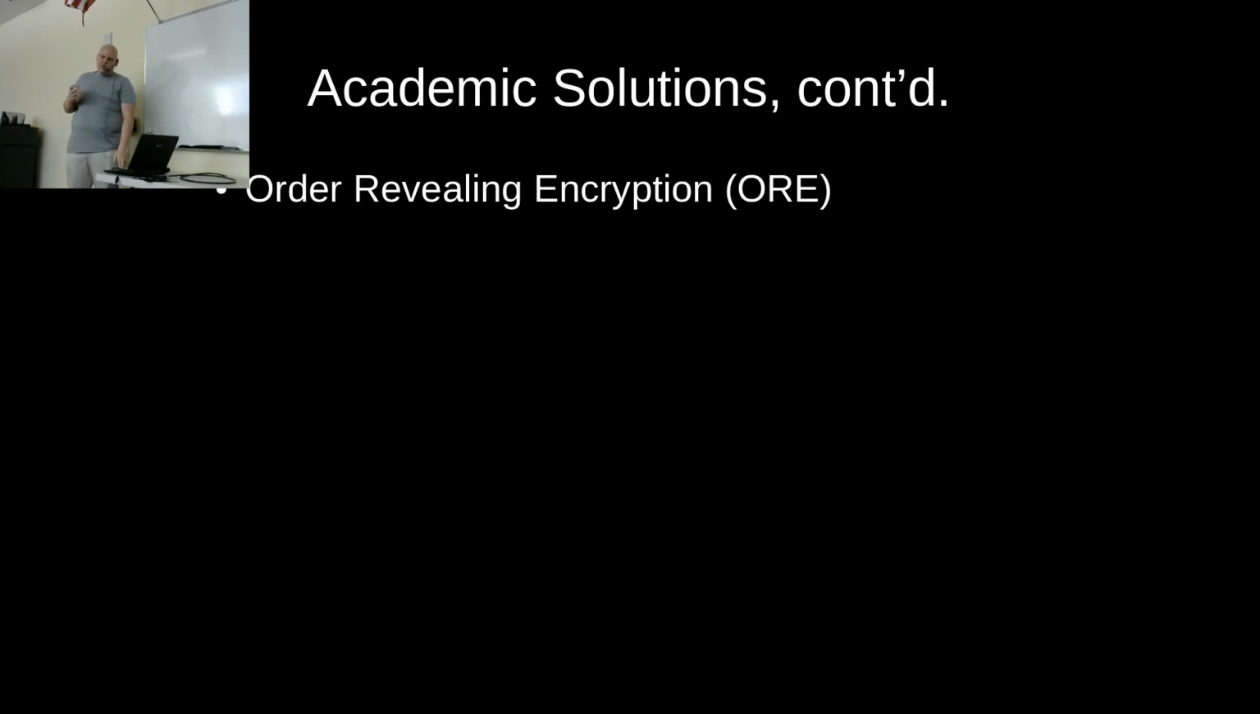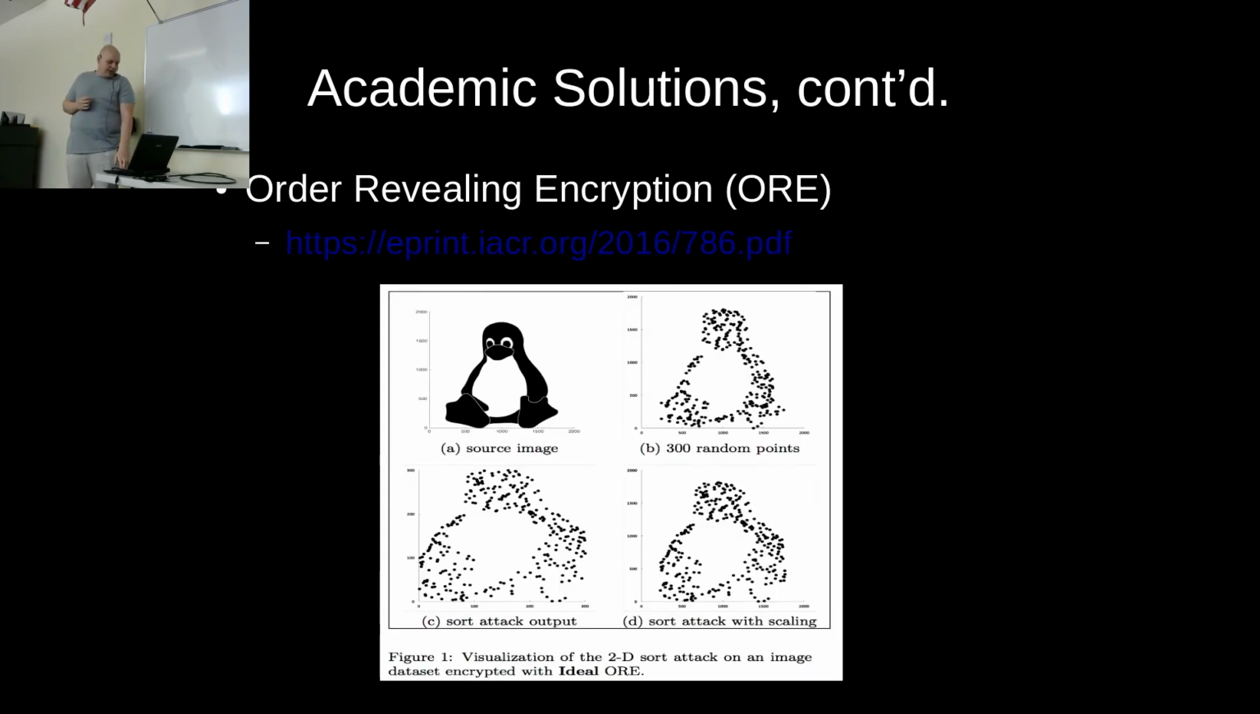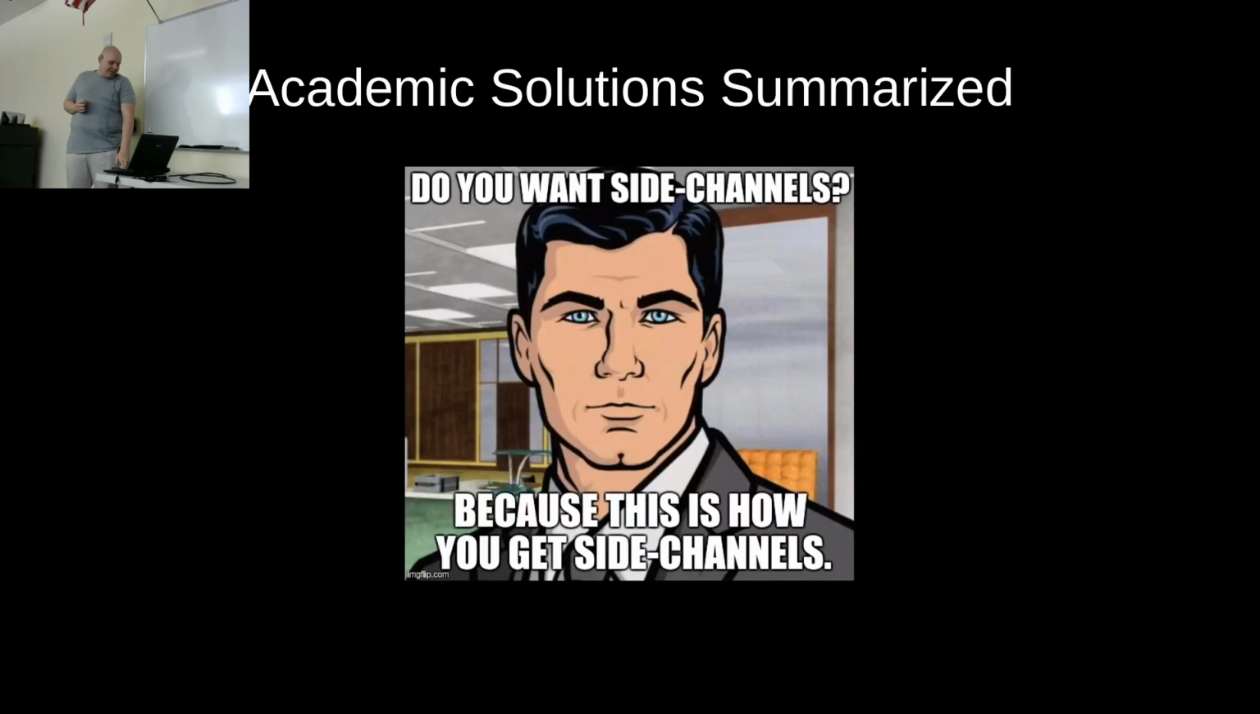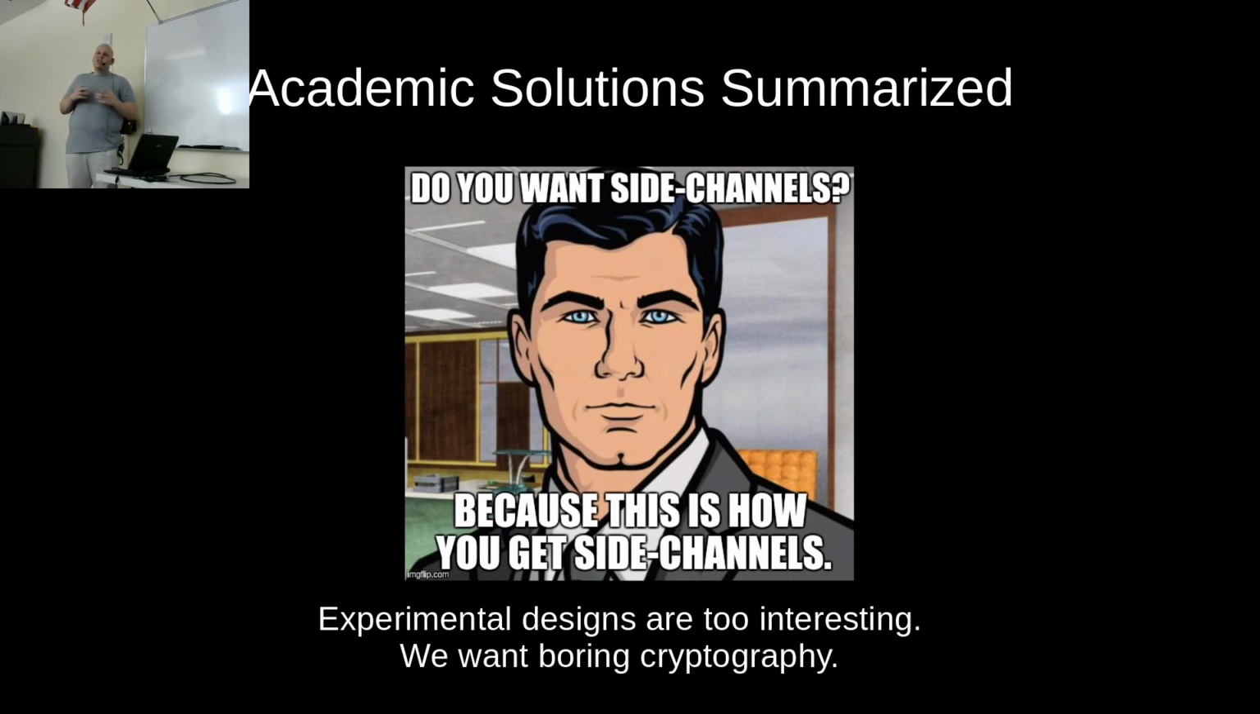Another one that popped up late last year was order revealing encryption. But like ECB mode with symmetric, you can see the penguins. It's not semantically secure. So these solutions can basically be summed up as, if you want side channels, implement them. They're experimental work. There's a lot of great minds working on this, but they're too interesting to be used in real-world software. We want our crypto to be nice and boring.